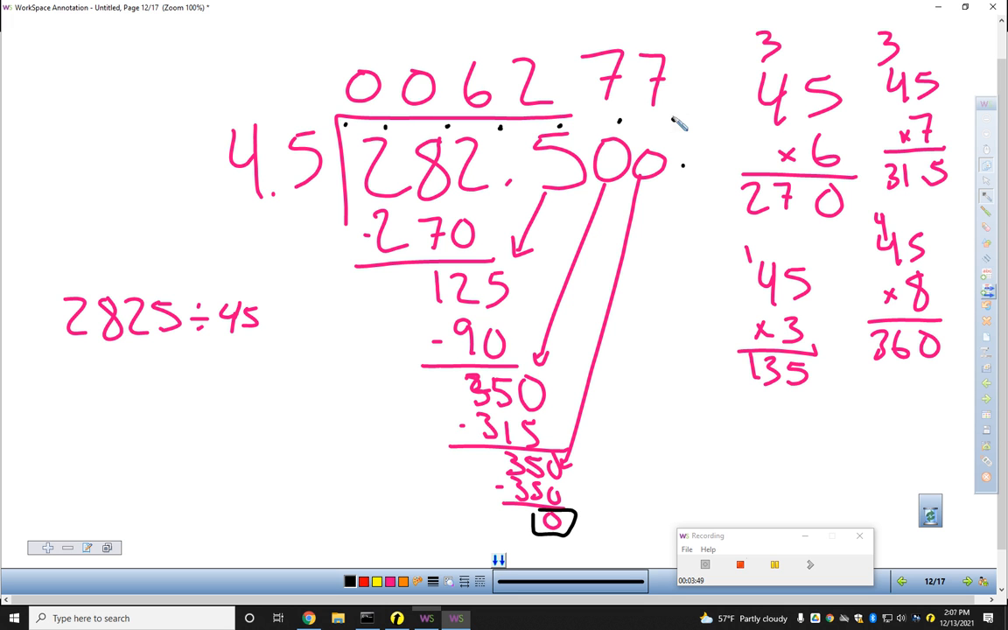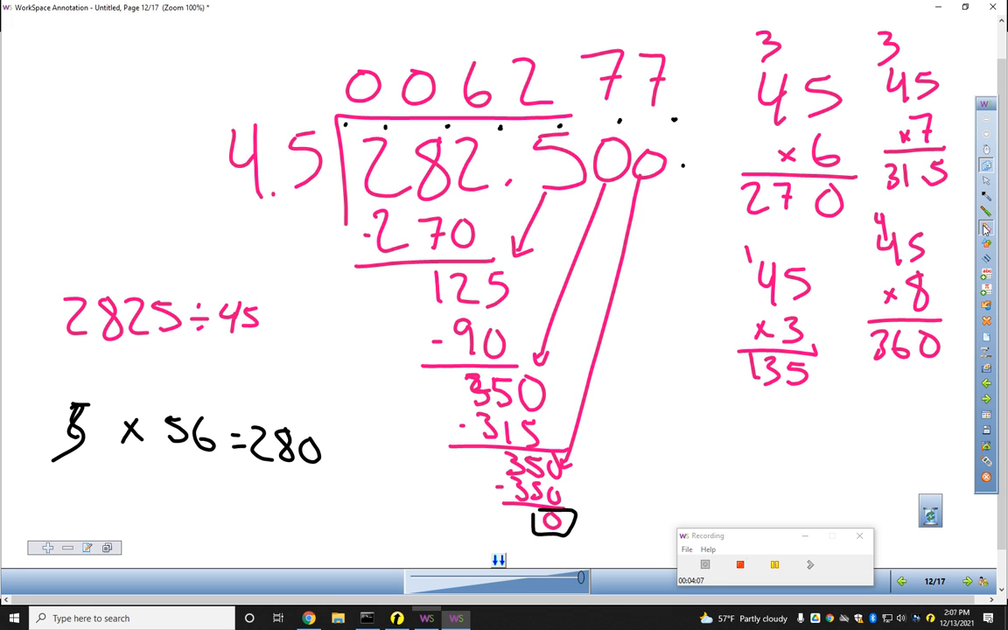And then you start to think about, well, when I estimated this, that's not a 5. We're going to make it a 5. 5 times 56 got me to 280. 5 times 56 got me in the ballpark. So where could I put the decimal in this answer, in this quotient, that was close to 56? And the answer to that question is between the 2 and the 7.